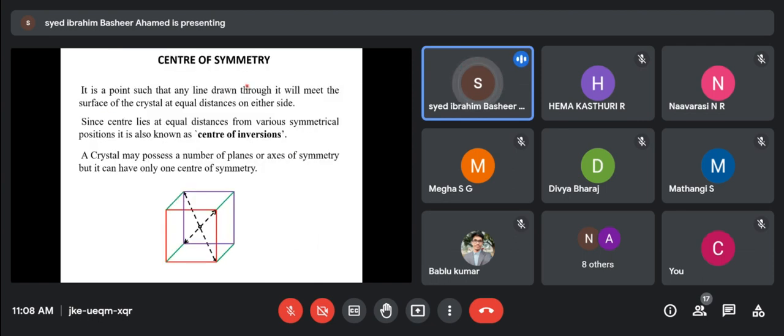Then the center of symmetry. It is a point such that any line drawn through it will meet the surface of the crystal at equal distance on either side. So I am starting from here, passing through the center, and I am reaching the same point in the opposite direction. If I have the same molecule, that's called a center of symmetry.